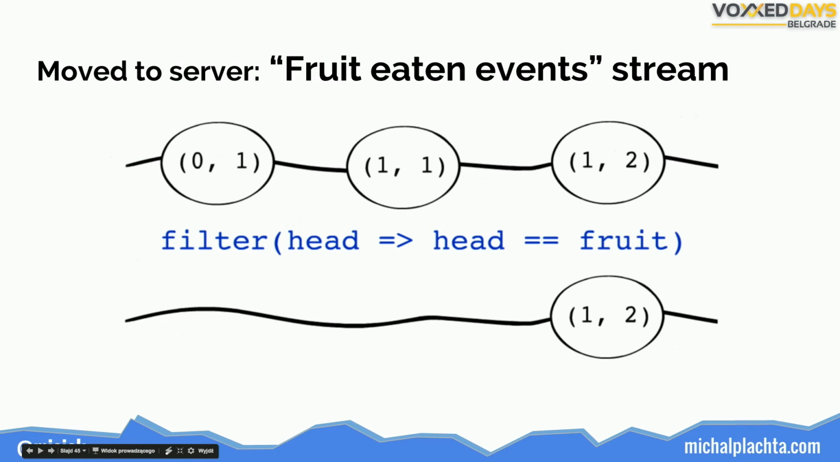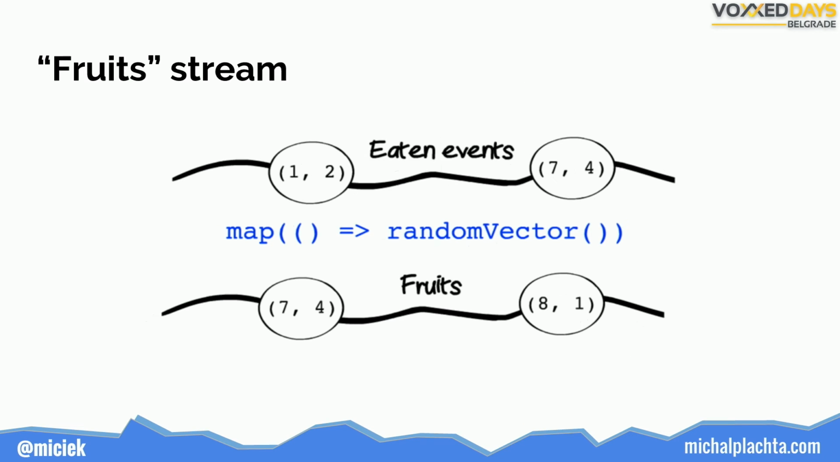So let's start with the fruit. Fruit eaten events can be just directly moved from the front-end part, because it's also head position filtered, and we get an object. So this is directly transferred from front-end to server, just a different technology, though the filter operator works the same in both. Then we can use this eaten event stream and map over it with a function that returns a random vector. This way we can get a new fruit.